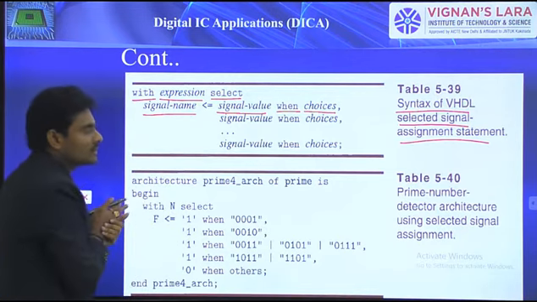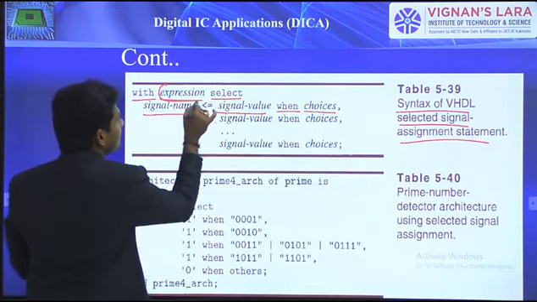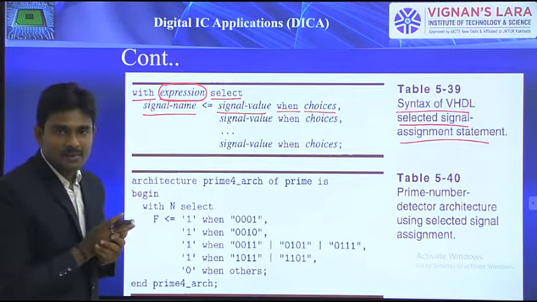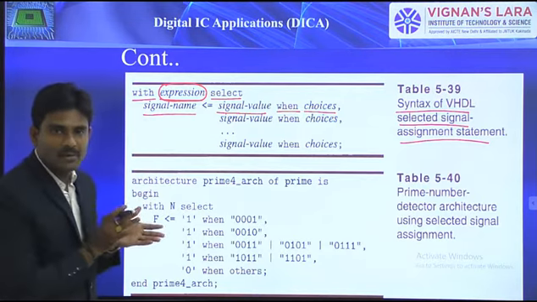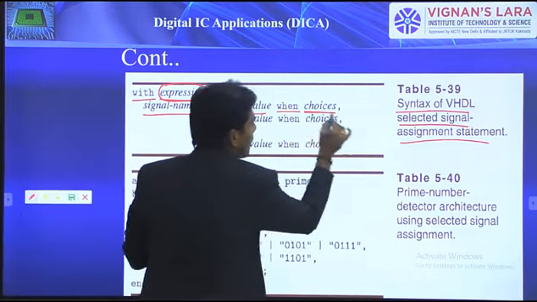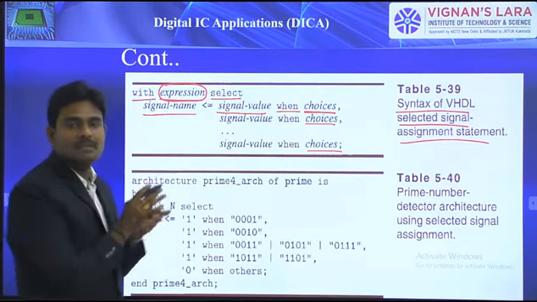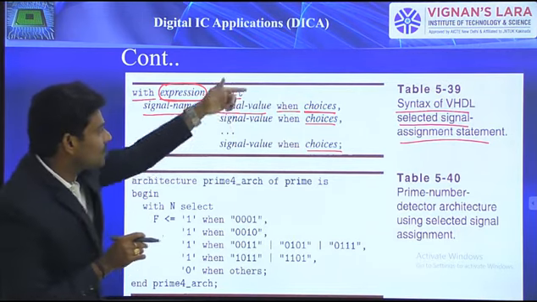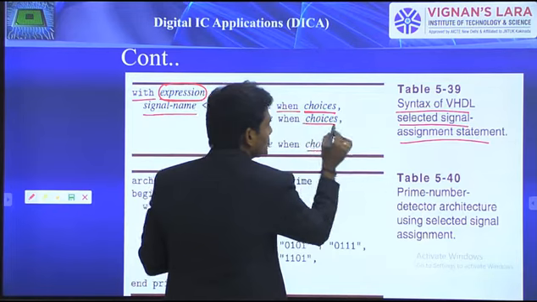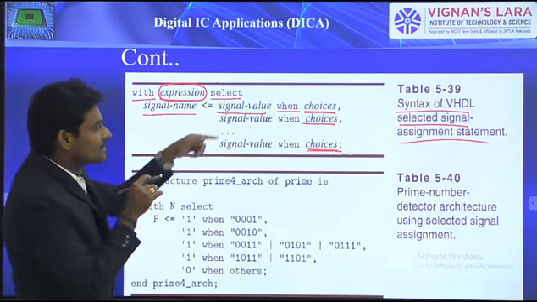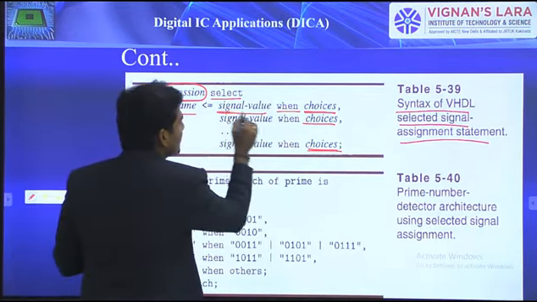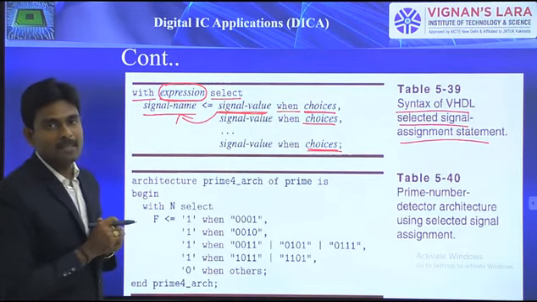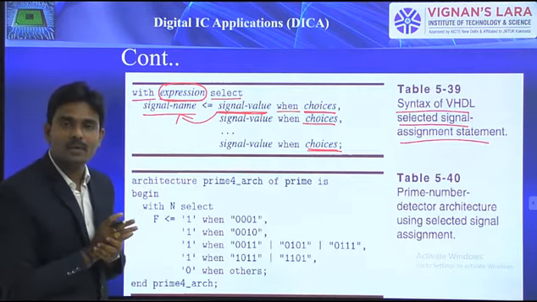How it is going to execute: first it is going to evaluate the expression. By means of that, we are going to get a particular value. That value will be verified against all these choices mentioned in the program. The evaluated value is compared with the choices, and whichever choice it matches, that signal value will be assigned to the left hand side signal name. That is how the program is going to execute.